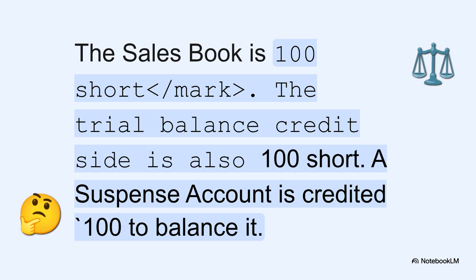Say your sales book total is $100 short. That means the credit side of your trial balance is also $100 short. So to make it balance for now, you just create a temporary credit of $100 in the suspense account. Poof! The books are balanced, but we both know there's still a mystery that needs to be solved.